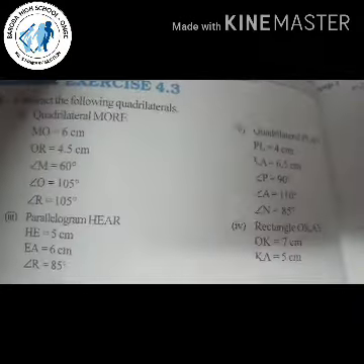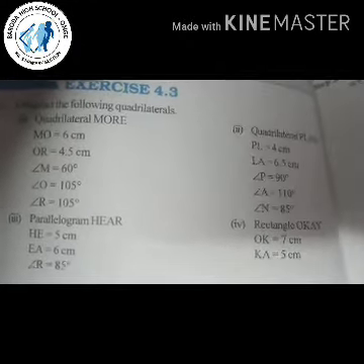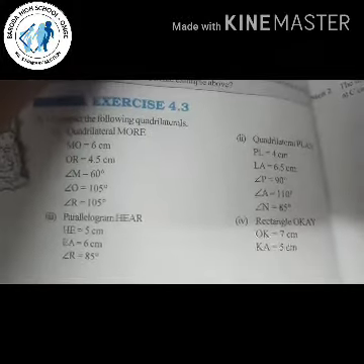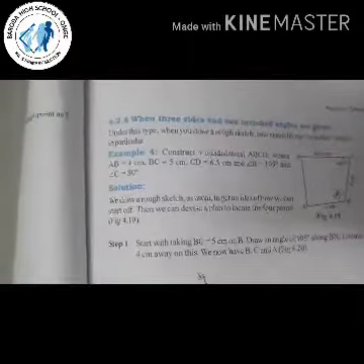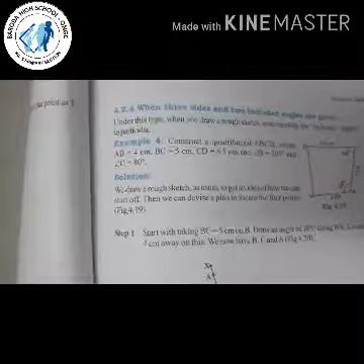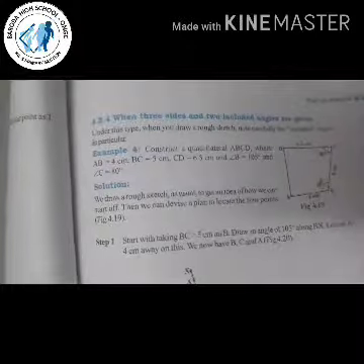And here only 2 sides are given, but the hint given is that it is a rectangle. So you know what the angles of a rectangle are, so you can draw this rectangle very easily. Now we have learned 2 sides and 3 angles. Now it is 3 sides and 2 angles.